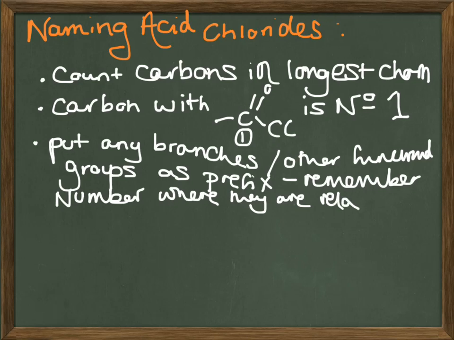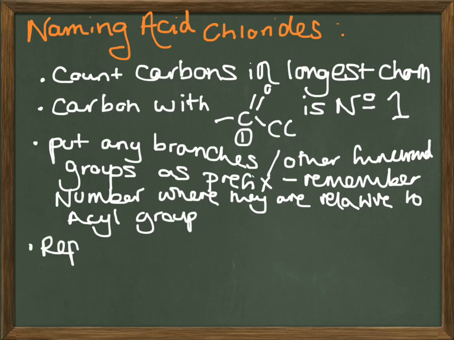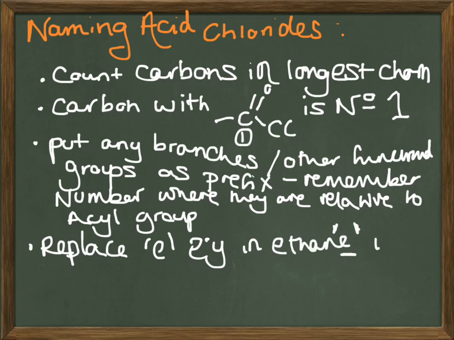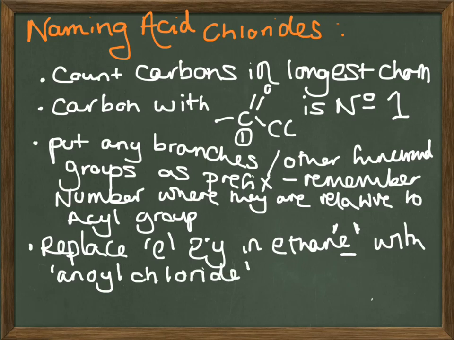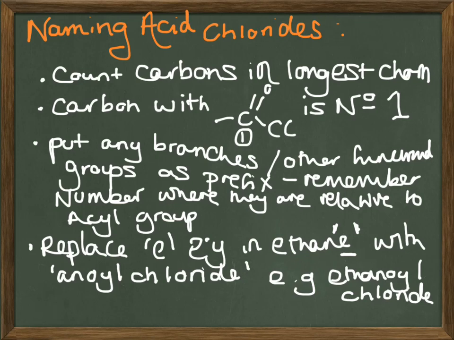So you must remember to number where they're relative to the acyl chloride. So you sometimes have to count from the right hand side back to the left. And then you replace the E of ethane, so if it was ethane without the acyl chloride, you will replace that with oyl chloride. So if there were 2 carbons in the longest chain, it would be ethanoyl chloride. The ending of your suffix is oyl chloride.